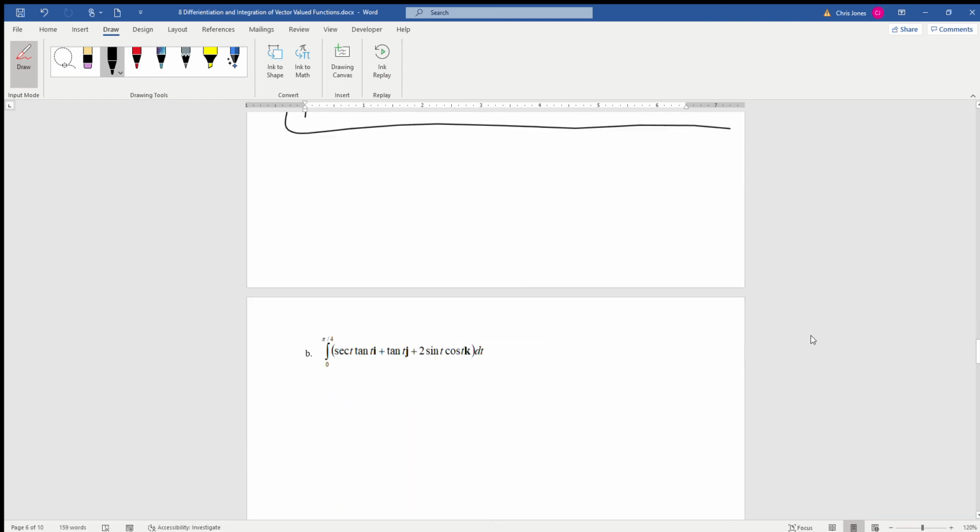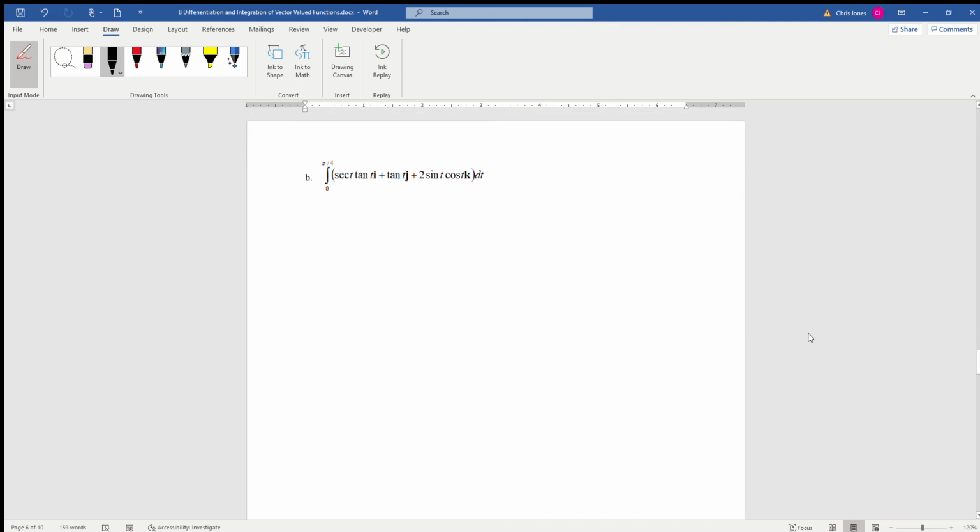All right, now a little bit tougher example. We have this definite integral from 0 to pi fourths of sec t tan t i plus tan t j plus 2 sine t cos t k. So we can break this up into 3 separate integrals and then evaluate. So let's just do that. So we have the integral from 0 to pi fourths of sec t tan t dt, i.